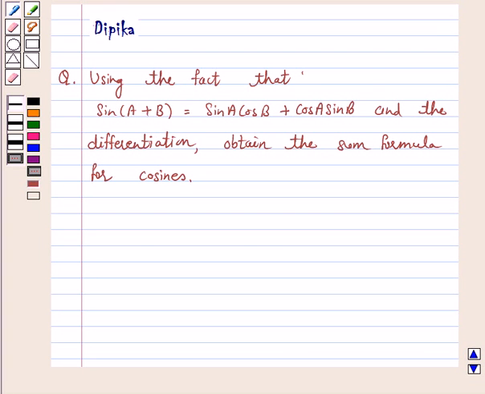I am Deepika here. Let's discuss a question. Using the fact that sine of A plus B is equal to sine A cos B plus cos A sine B, and differentiation, obtain the sum formula for cosine. So let's start the solution.